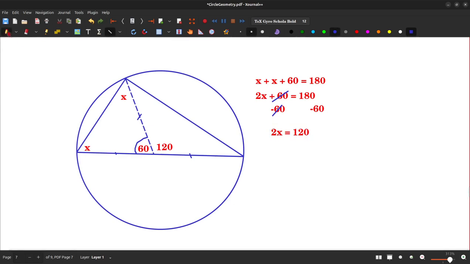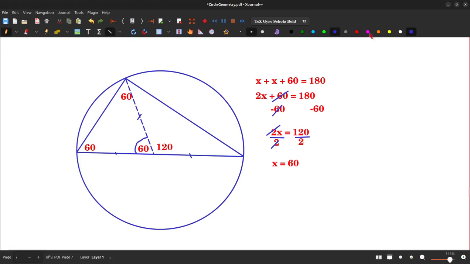Then let's also do the needful. Divide both sides by the coefficient of x, which is 2. So if we divide both sides by 2, what is going to happen here is this 2 is going to cancel this one, so that on the left hand side you are left with x is equals to 60, which means the value of this one is 60 degrees. Now same applies to this other triangle here.